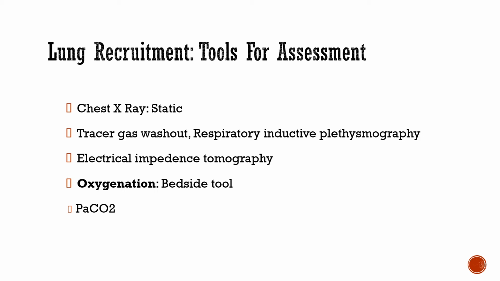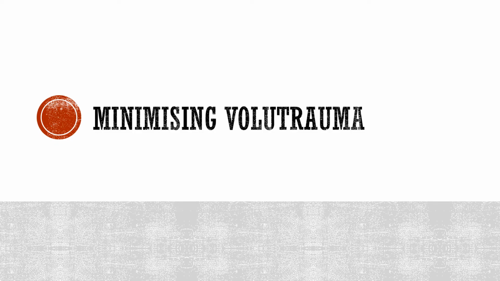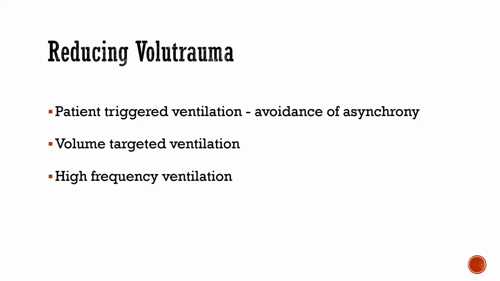Oxygenation-guided recruitment, whose principle we have seen just in the previous slide, is the most commonly used bedside tool. As recruitment and subsequent stabilization of the lung will lead to adequate gas exchange, partial pressure of arterial carbon dioxide can also be used. Coming to the next broad principle, minimizing volutrauma. We can reduce volutrauma through patient-triggered ventilation and the avoidance of asynchrony, volume-targeted ventilation, and high-frequency ventilation.